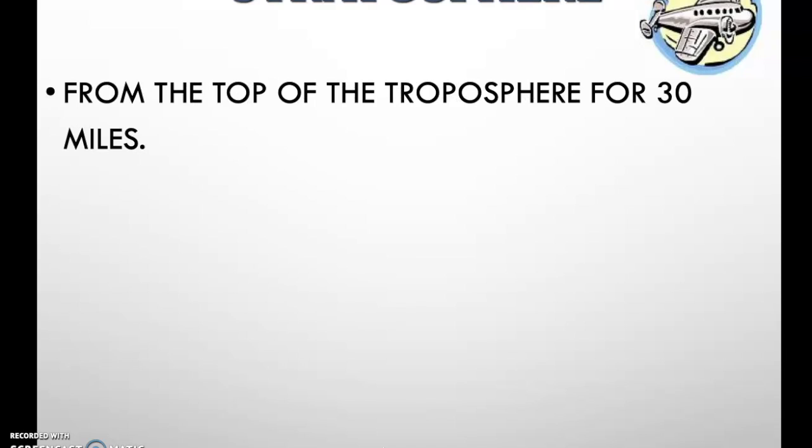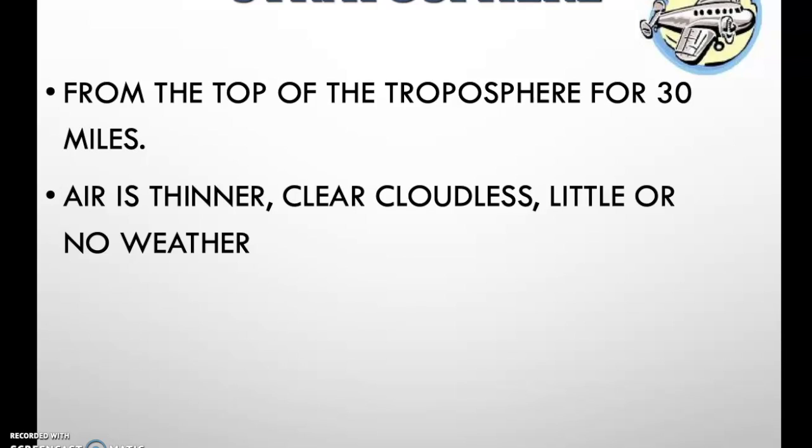Right, next up is the stratosphere. And the stratosphere is the layer right after the troposphere. It goes from the top of the troposphere upward for about 30 miles. The air is much thinner, and it's typically clear and cloudless in the stratosphere, and you wouldn't find any weather.